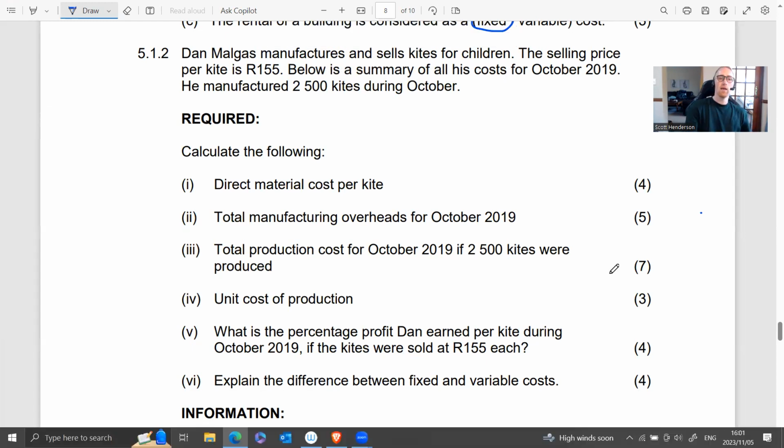Okay. Dan Melgus manufactures and sells kites for children. The selling price per kite is 155 Rand. Below is a summary of all his costs for October 2019. He manufactured 2,500 kites during October. So, firstly, calculate the direct material cost per kite.